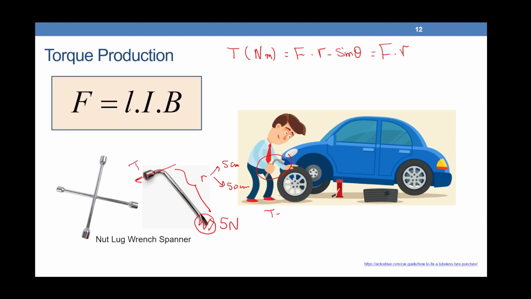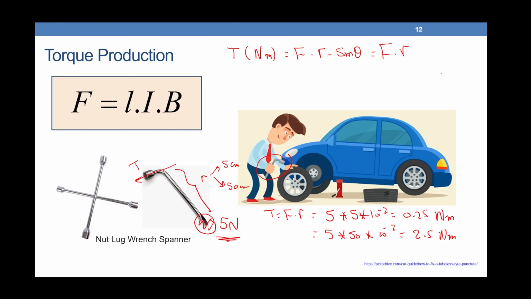So torque equals F dot R, so that one will be 5 multiplied by the first distance, 5 centimeter. So that one gives you 0.25 Newton meter. If you use 50 centimeter, that one gives you 2.5 Newton meter. Can you imagine that you have the same effort, but one time you got a torque of 0.25 and another time you got a torque of 2.5. So the distance R will affect the torque calculation.